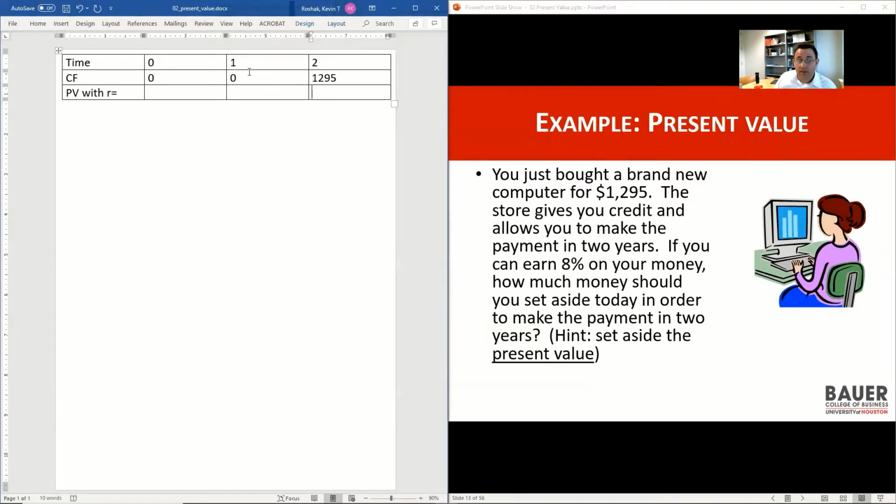Let's work through the present value formula to see how much the computer costs you today with a discount rate of 8%. Okay, so once we have the cash flows down, the second step is to make sure we know the formula. So we're going to use the present value formula.